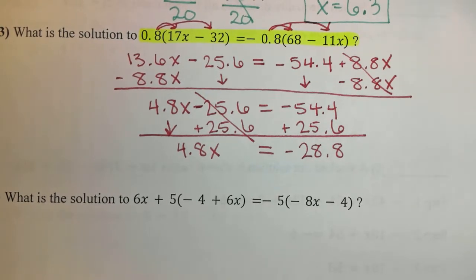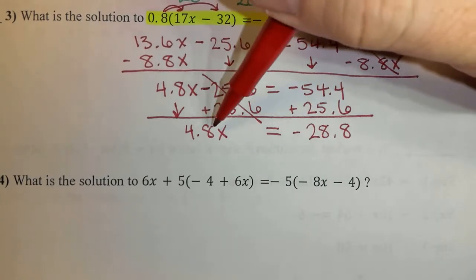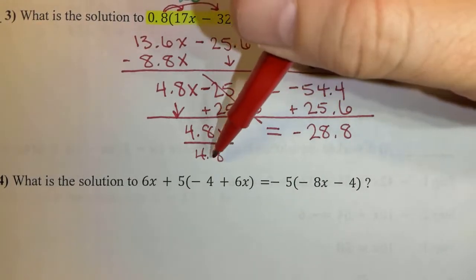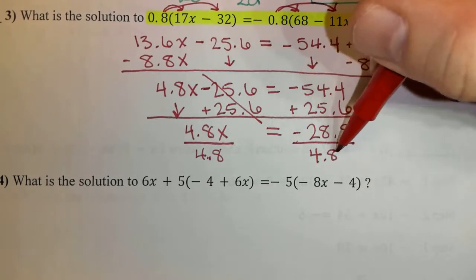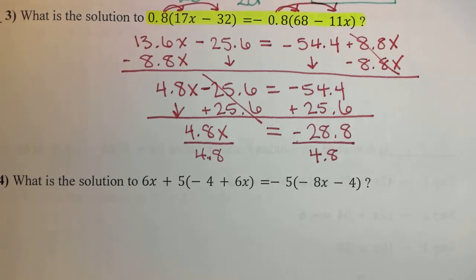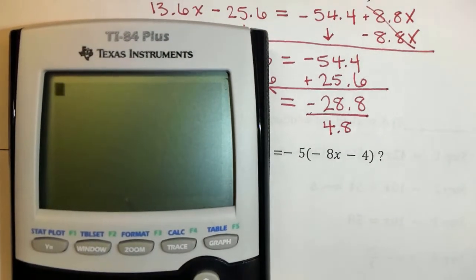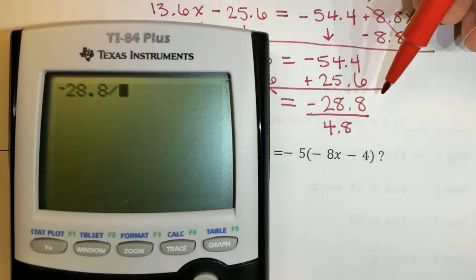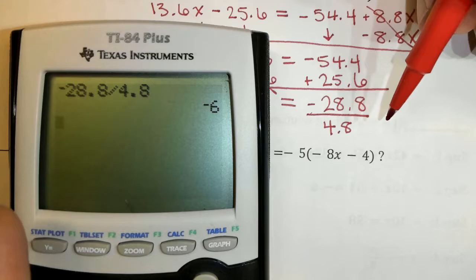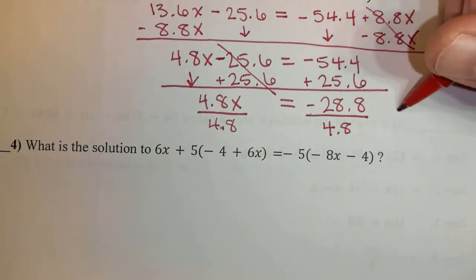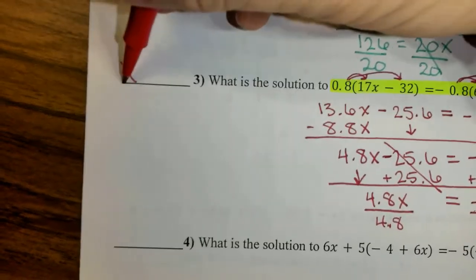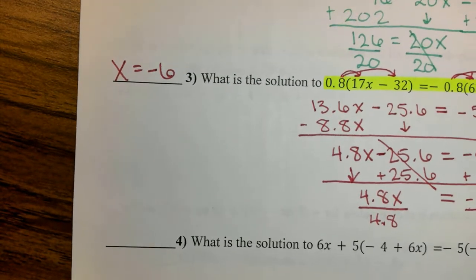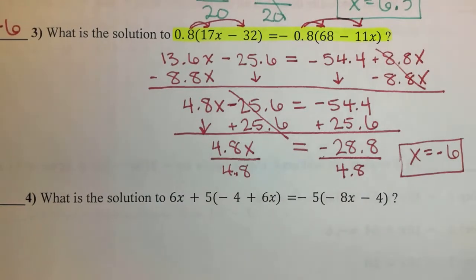And just like the last two questions, my last step, because I have a number with x, is I divide by that number. Now make sure when you do these, whatever number is with x is always on the bottom of the fraction. So when you type these in, don't type them in backwards. So like here, I'm going to type in negative 28.8 divided by 4.8. And I get a nice clean number. So x equals negative 6. Okay, so I'm going to write that over here, just so it's easier for me later to check my answer if I need to. Alright, that was number 3.